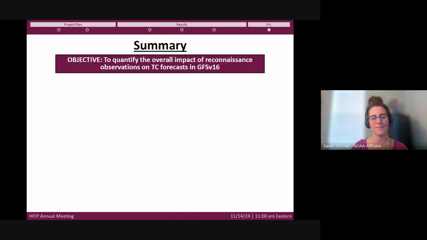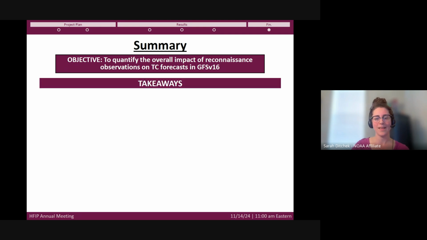Next, please. So to summarize these results, the objective of the work is to quantify the overall impact of Recon obs on TC forecasts in GFS V16 now that it assimilates flight level HDOBs as well as additional drops on data near the inner core. Next. So there are 3 different categories of takeaways here.